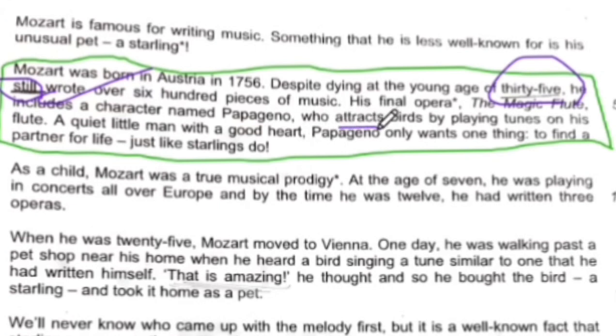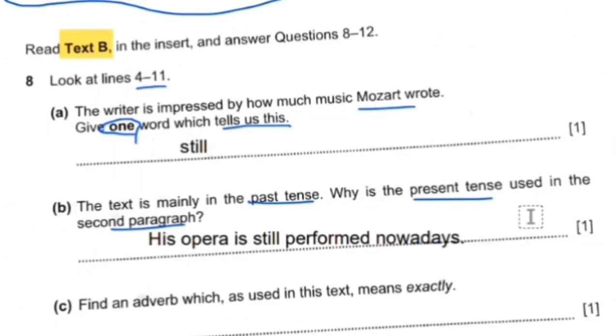Let's check. Who attracts birds by playing tunes on the flute? A quiet little man with a good heart, but who only wants one thing: to find a partner for life, just like a starling too. By the way, a starling is a kind of bird. So, why does he use the present with this sentence? Because his music still has its own effect on people, and not just people, even on birds and animals. The effect is still there. This is the key. Despite dying, his music is still there. His opera is still performed nowadays, and the beauty of his music is still there. That's why he's using the present.